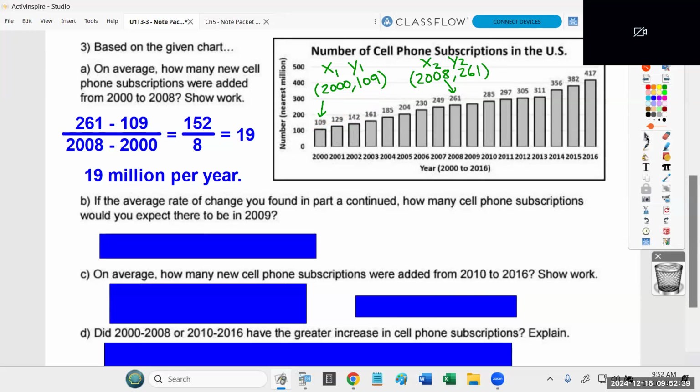Now, next question says, if the average rate of change you found in part A continued, how many cell phone subscriptions would you expect there to be in 2009? Anyone instruct me on what I'm supposed to do here? Imagine this was a test question on Friday. What would you do?